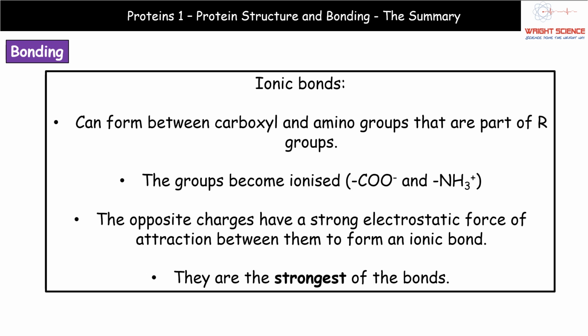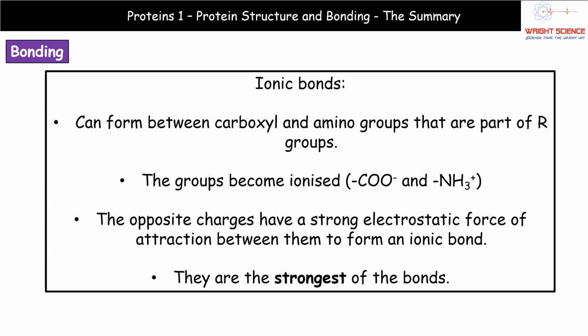Next up, we've got the ionic bonds. Now, we find these forming between carboxyl and amino groups that are part of R groups. So what has to happen first of all is that they need to become ionized. So ionized means they're going to become charged. So our carboxyl group is going to lose the hydrogen to become COO-, and our amino group is going to gain the hydrogen to become NH3+. So we now have these charged groups.